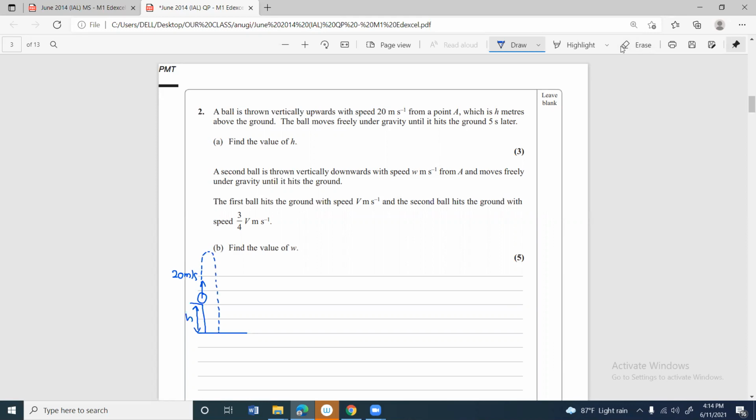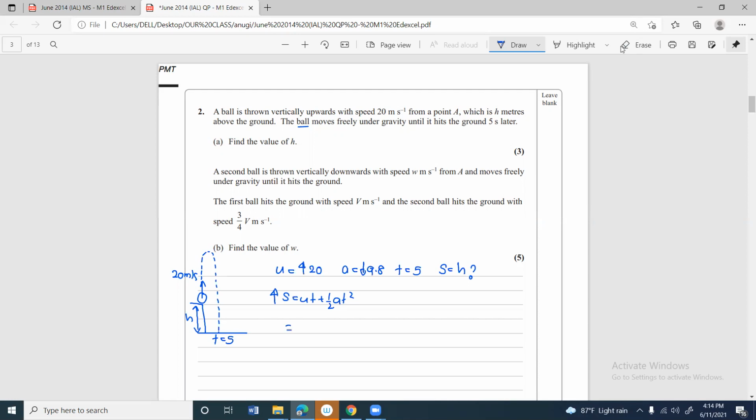The ball moves freely under gravity until it hits the ground 5 seconds later, so when it reaches the ground, t equals 5. For the total projectile, the initial speed is upwards 20 and the acceleration is downwards 9.8. This is a point you have to understand. Then time is 5 seconds. We need to find h, the displacement s. This is the problem where we need to find it. Therefore, I will apply, taking upwards as positive, s equals ut plus half at squared.